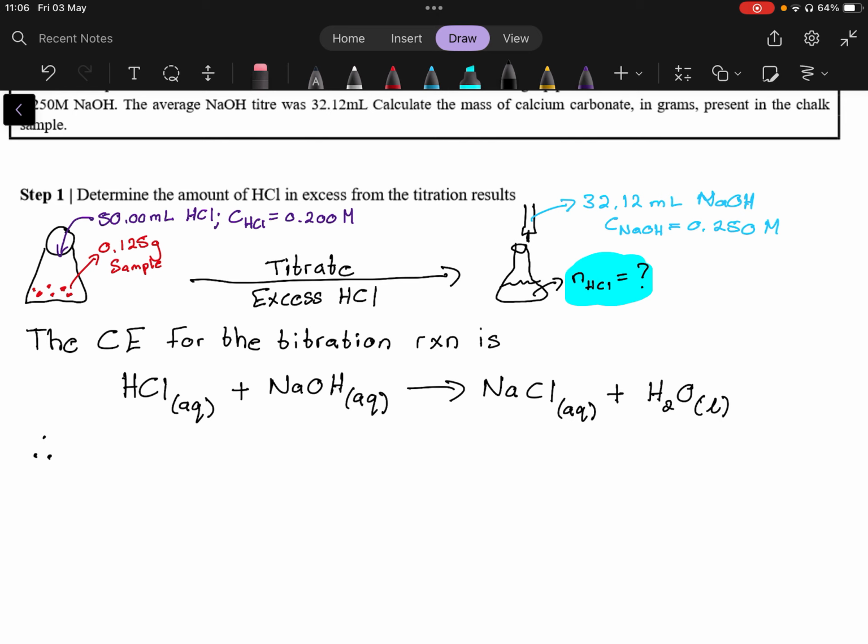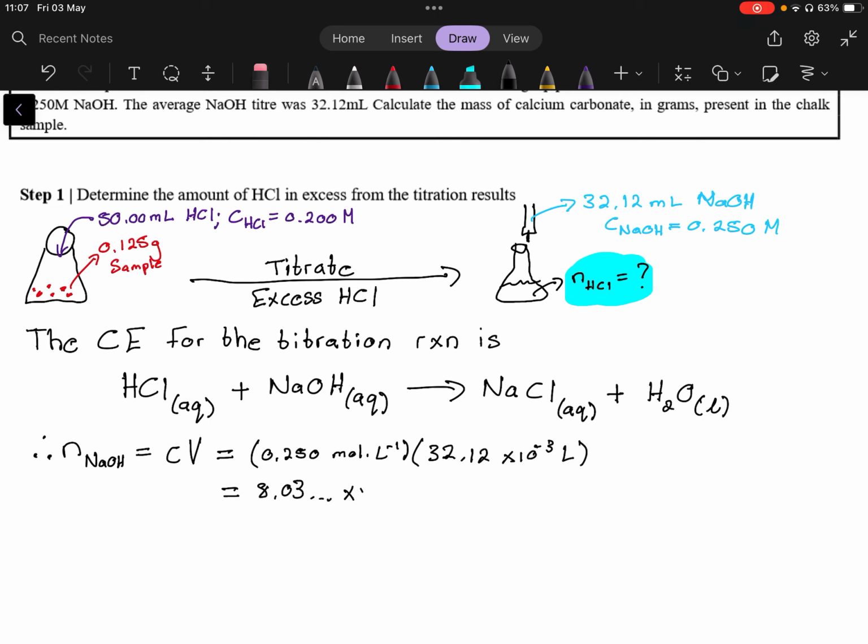So we calculate the number of moles of sodium hydroxide, and that's going to be equal to the concentration of sodium hydroxide times the volume. This is then equal to 0.250 mole per liter times 32.12 times 10 to the negative 3 liter, which will then give you a value of 8.03 and some numbers times 10 to the negative 3 mole.